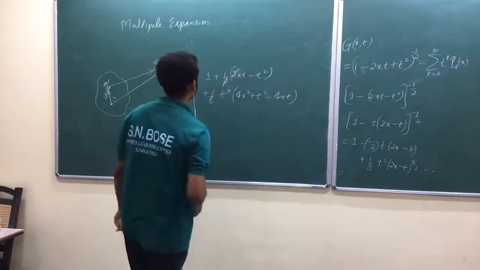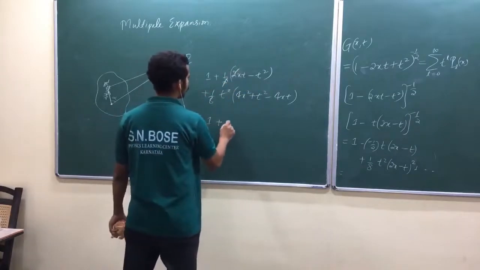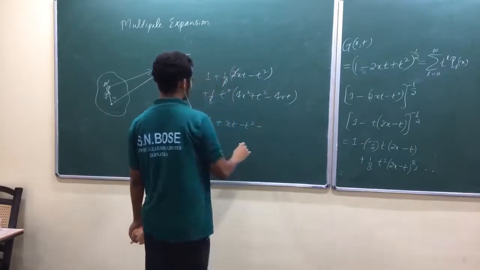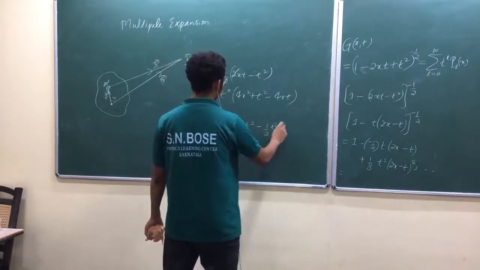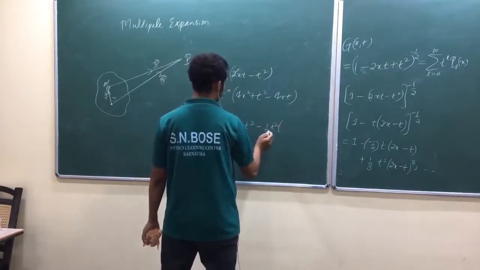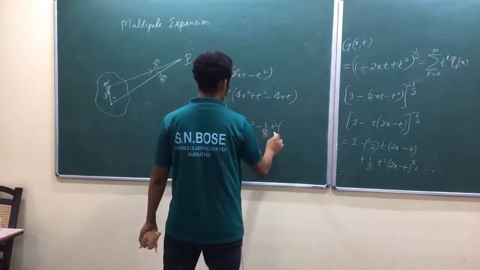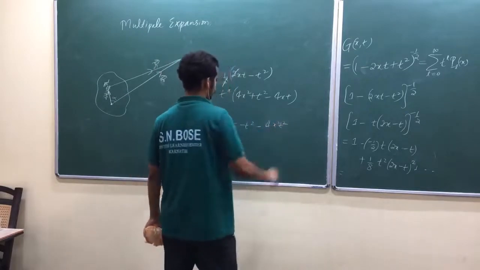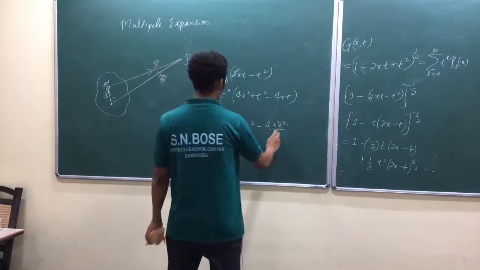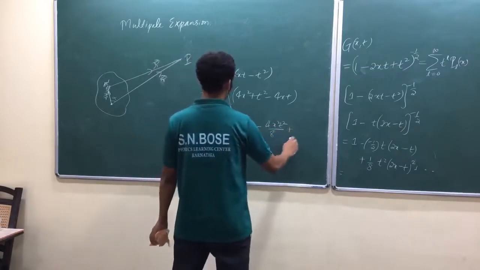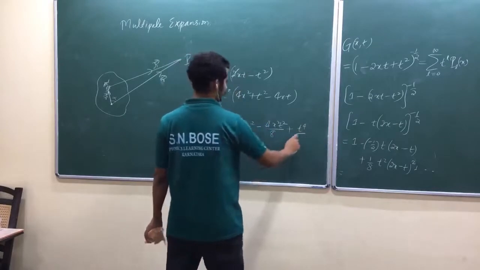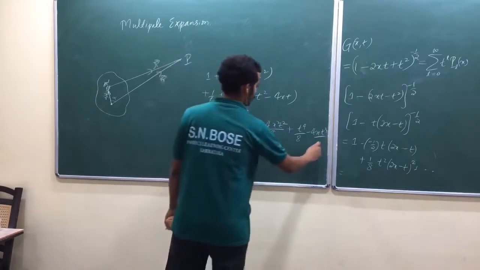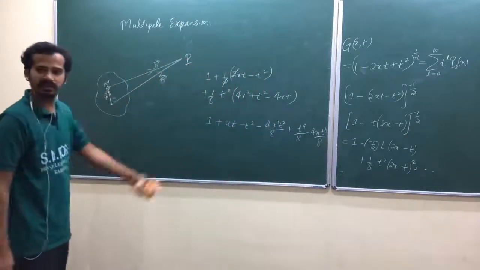Or if this will happen like this, what would happen? 1 plus xt minus t square, minus 1 by 2 t square, 1 by 8 t square or 4x square t square by 8, plus t raised to 4 by 8, minus 4x t cube by 8. Okay, still I need next term.